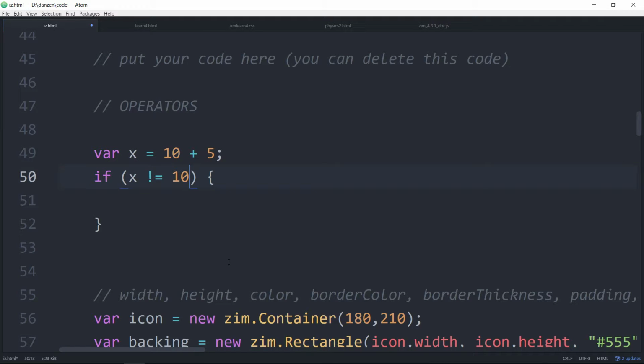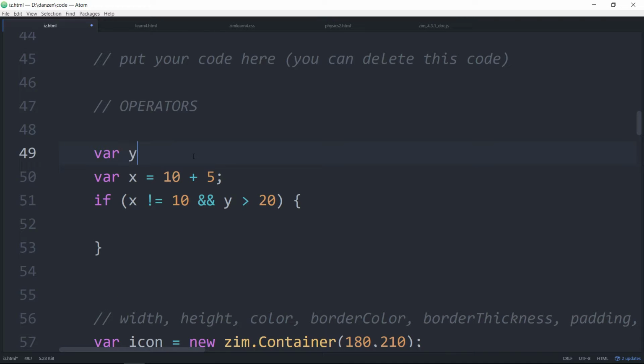And then we have the logical operators like ampersand, ampersand, y is greater than 20 or something like that. Okay, so this is asking, is x not equal to 10 and y is greater than 20? We better make a y. Var y is equal to 30. So now that would be true because both of these things are true. So the and in the middle.